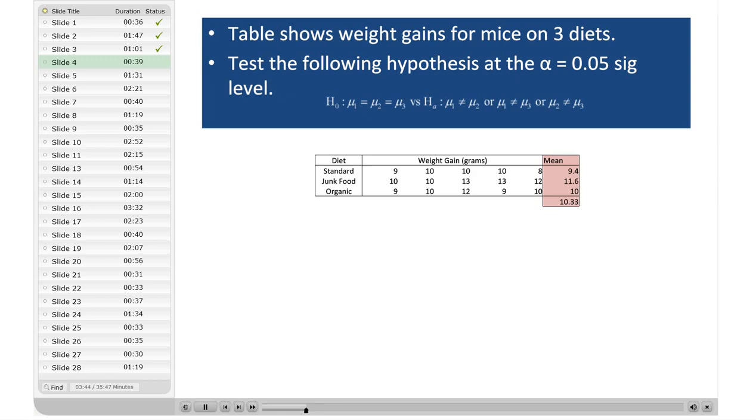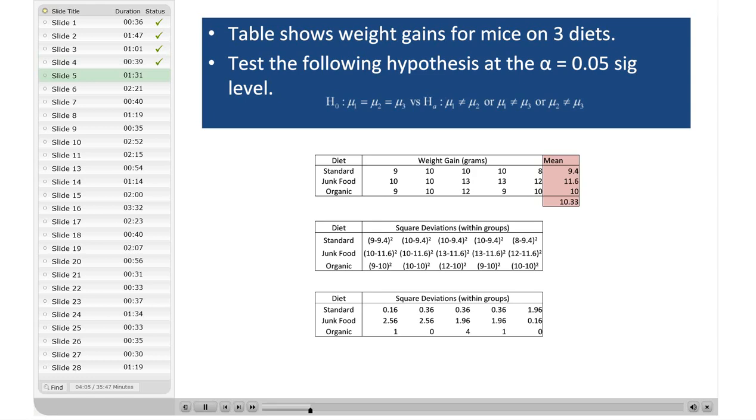You'll also notice that the number 10.33 is at the bottom of the table. That's the grand mean, which means it's the average of all of the numbers in our original data set. It's also the average of the averages. In other words, if I take the 3 averages in the far right column and average those, I'll also get 10.33.